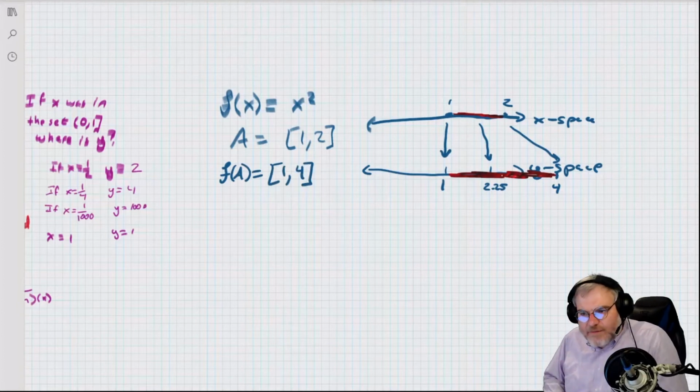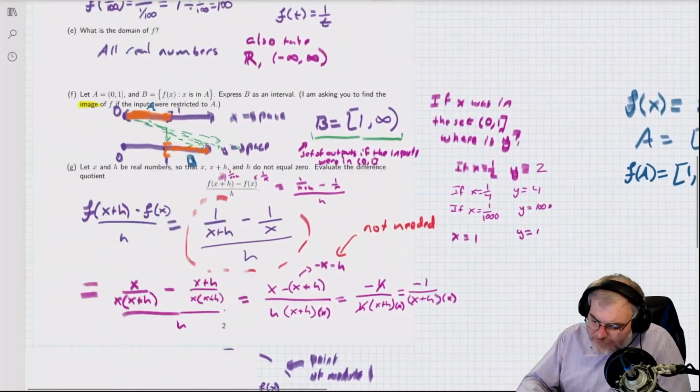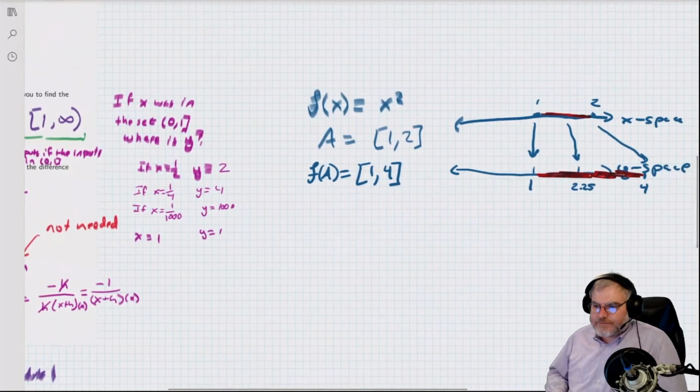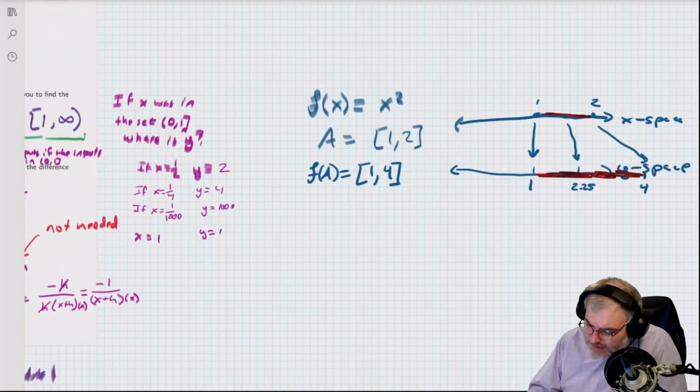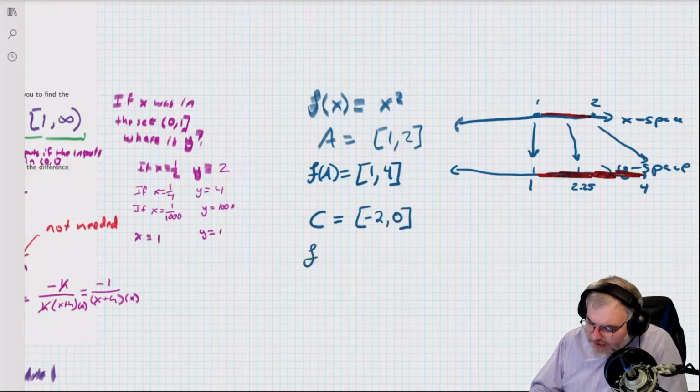And it doesn't always have to be the endpoints, right? Here, the endpoints got flipped. Here, the endpoints are not flipped. If I ask the same question, let's do C equals negative 2 to 0, same function f. What would f of C be?